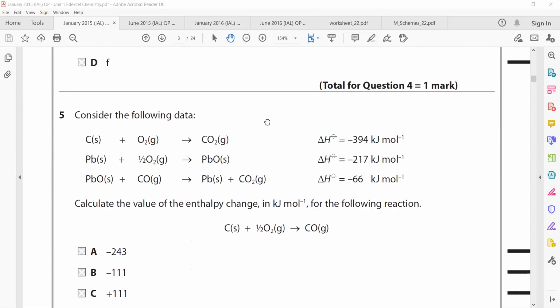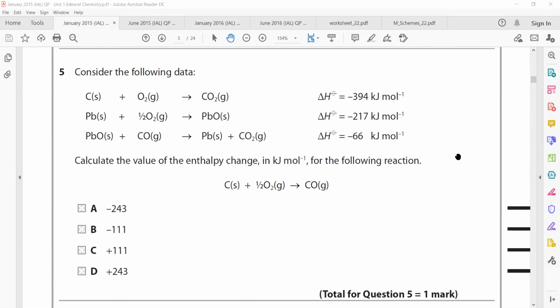Then consider the following data. This is related to enthalpy change, but this part of enthalpy change is in unit 2, not in unit 1.